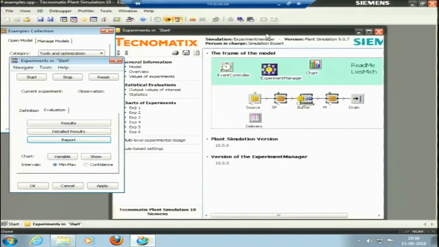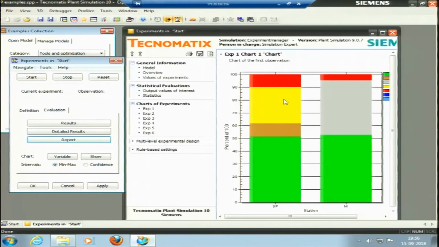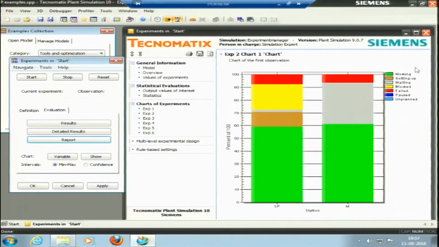Okay, in the report it is telling that there are a number of experiments. In experiment 1 this happened, in experiment 2 this happened. This is the total failure, this is blocked time, then gray color is waiting time. All these things it is telling in the report.